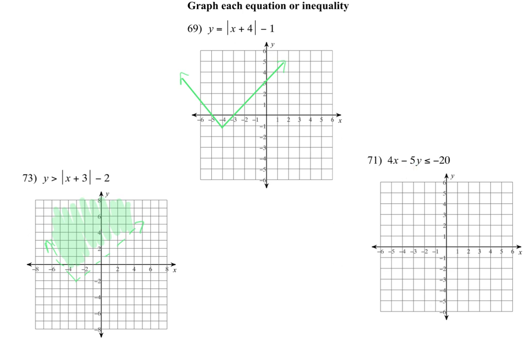So if I got my x-intercept is going to be negative 20 over 4. So my x-intercept is going to be negative 5. My y-intercept is going to be negative 20 over negative 5. That's going to be positive 4. It's going to be a solid line because it's or equal to.